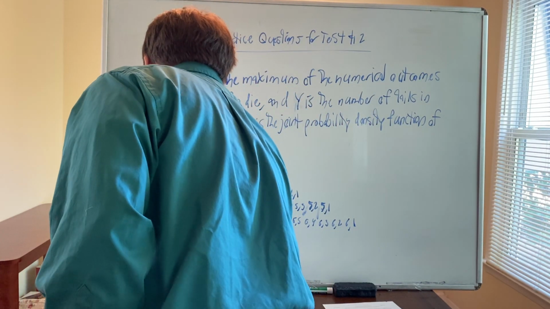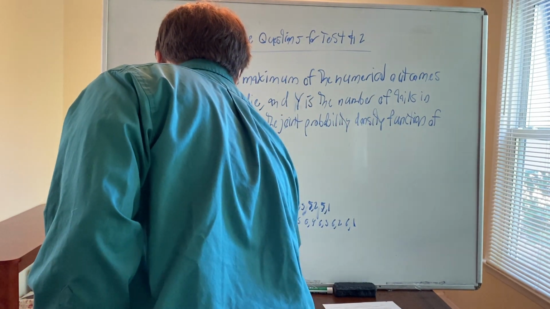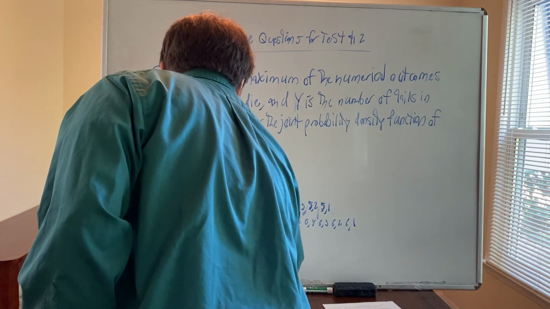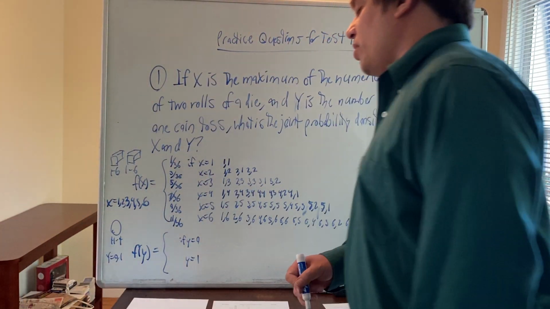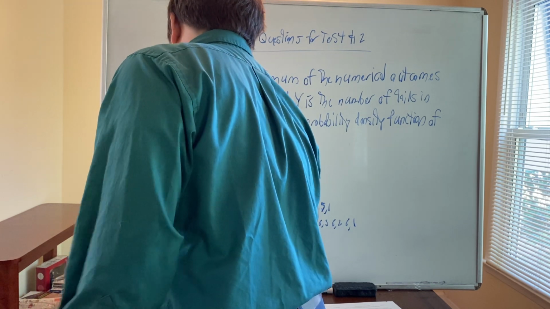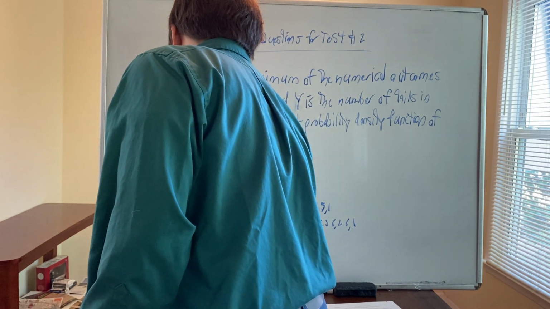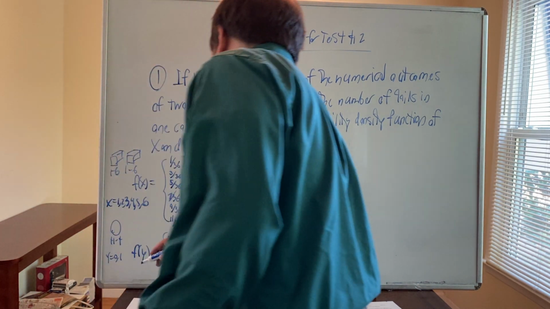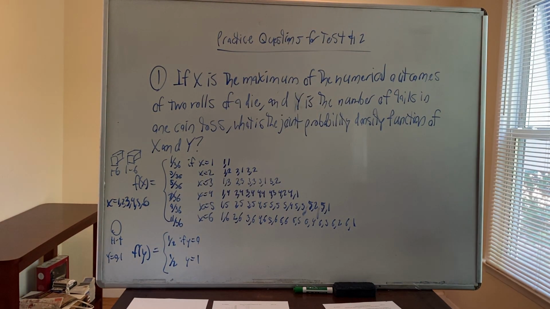So f of little y, we want to know its value if little y is 0 and if little y is 1. But what's the probability that when you flip a coin, the number of tails is 0? That's the probability of getting heads. The probability is 1/2. And the probability that y is 1, you get 1 tail, is also 1/2. Okay, so that's little f of x and little f of y.